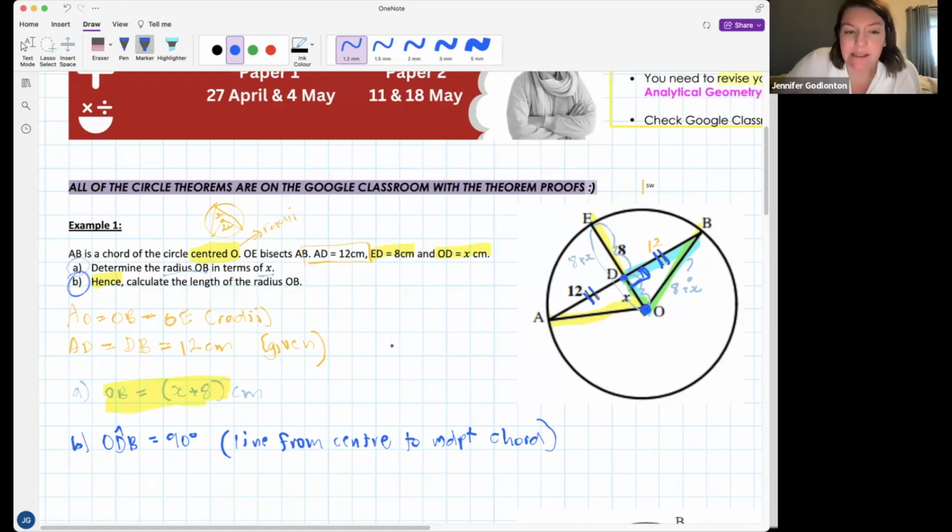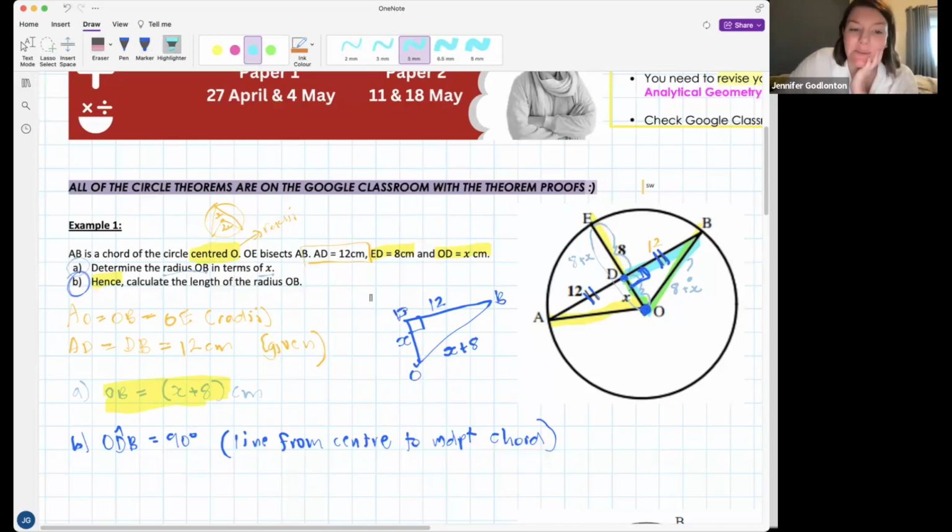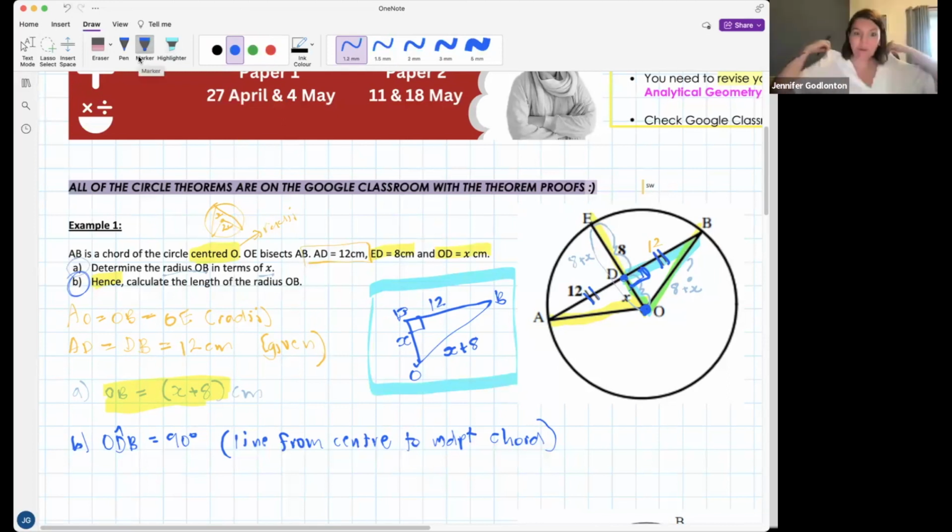Now that we know that that's 90, I'm going to draw you a little picture. Actually, let me draw it in exactly the same shape as this triangle so that you can see. We know that that's 12. We know that that's x, and we know that this is x plus 8. This is B, D, and O. If you were given this picture over here in grade 9, what would you do? Yes, you would do Pythagoras, 100%.